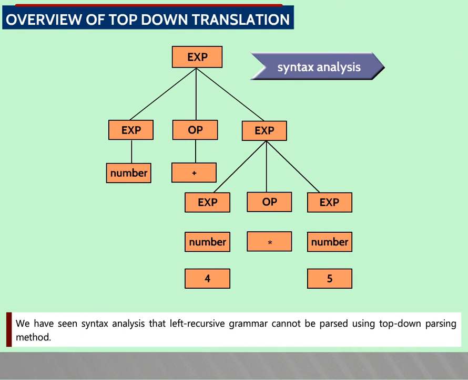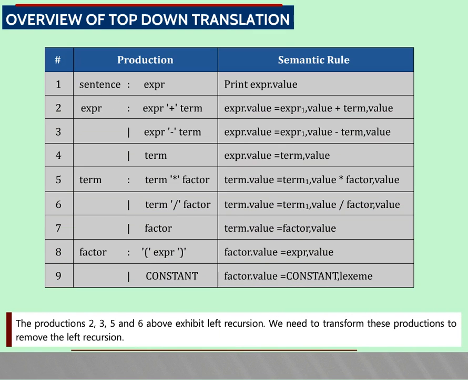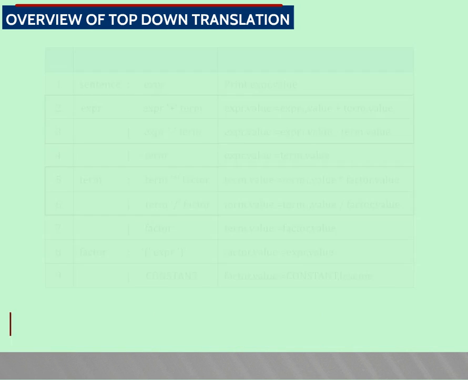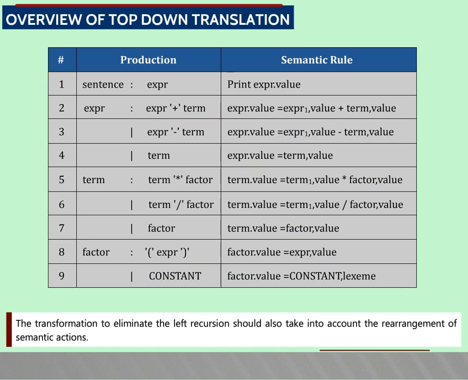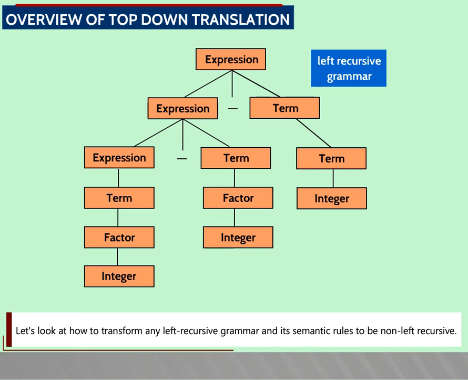We have seen in syntax analysis that left recursive grammar cannot be parsed using top-down parsing method. The productions 2, 3, 5 and 6 above exhibit left recursion. We need to transform these productions to remove the left recursion. The transformation to eliminate the left recursion should also take into account the rearrangement of semantic actions. Let's look at how to transform any left recursive grammar and its semantic rules to be non-left recursive.